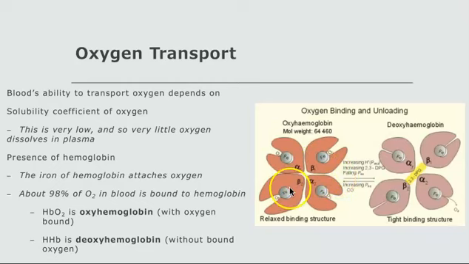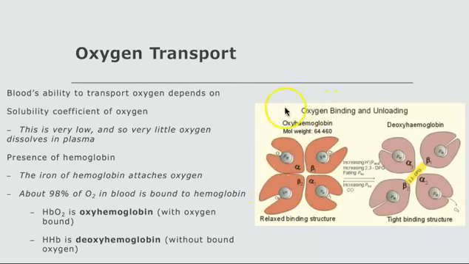We have 2 alpha, 2 beta, and each one is going to have an iron molecule. And that iron molecule is vital because it is going to attach oxygen. So if you have an iron deficiency, chances are you're not binding as much oxygen and may be feeling fatigued and breathless. So about 98% of the oxygen in the blood is bound to hemoglobin.